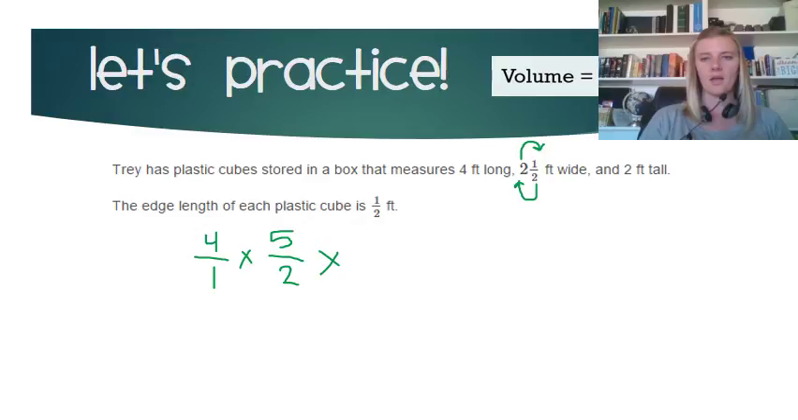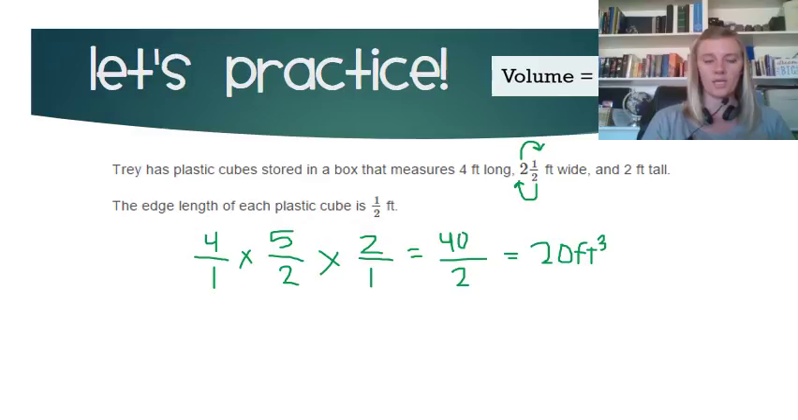And then our height is 2 feet, so we're going to put that as a fraction as well. So let's multiply those. 4 times 5 is 20, times 2 is 40, and 1 times 2 times 1 is going to equal 2. So our total volume, 40 divided by 2, is going to be 20 feet cubed. But we want to know how many cubes we would be able to fit into that box if they were a 1/2 foot instead of a full foot.